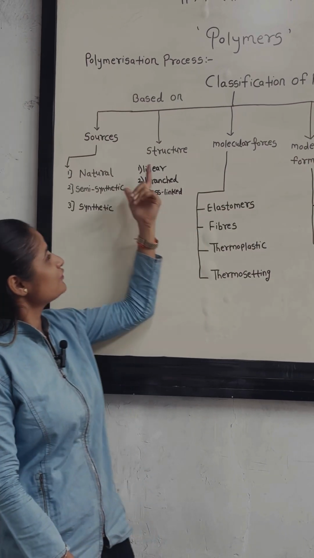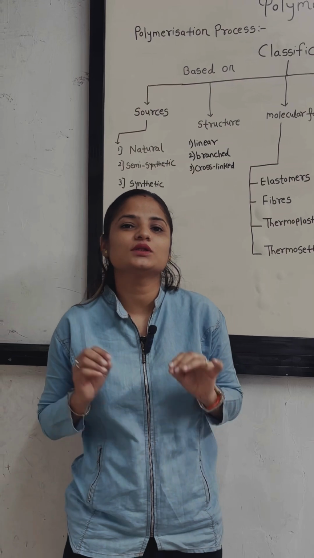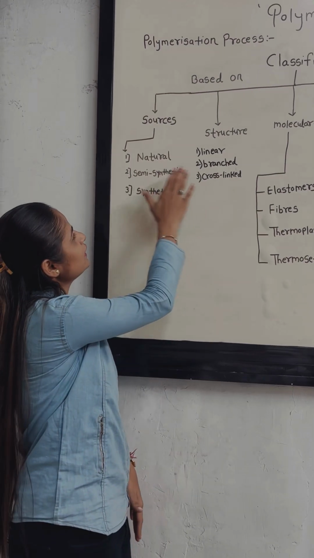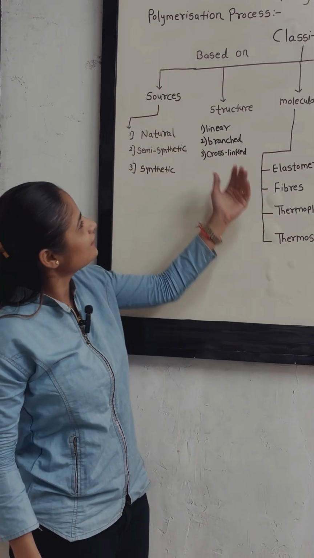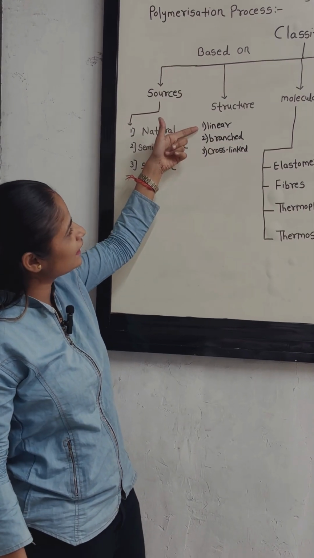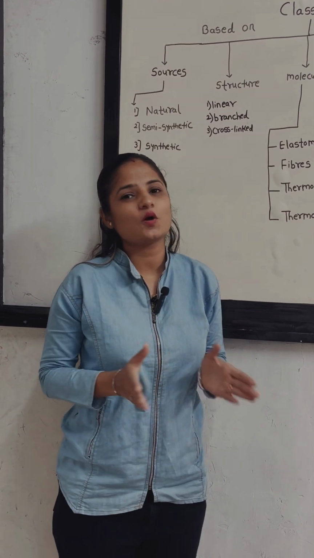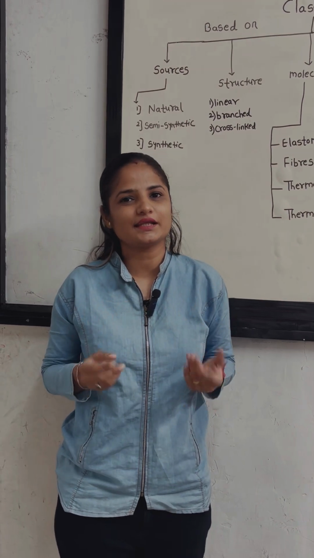In the last lecture we studied the classification based on sources and based on structure. Based on sources, we learned natural, semi-synthetic and synthetic polymers. In structure, we learned linear, branched and cross-linked polymers. In cross-linked polymers, we learned the vulcanization of rubber and its zigzag-like structure.